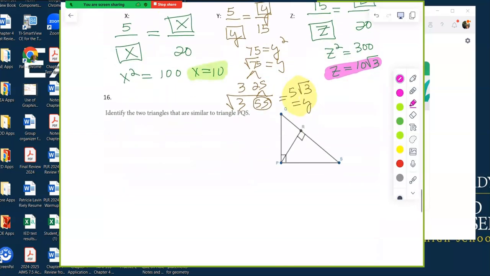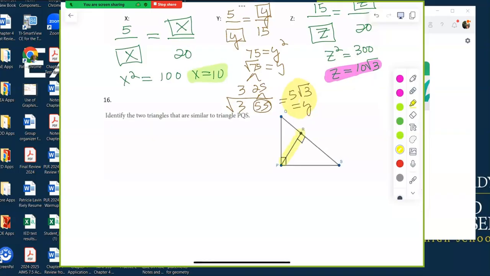The next piece of 7.3 is to say that if you have a right triangle and you drop an altitude, well, what's the altitude? The altitude is right here. What happens is it results in 3 similar triangles by AA. So they want you to identify the 2 triangles that are similar to triangle PQS. Well, PQS is the big triangle. Okay, so this is big. I'm going to call this 1, and I'm going to call this 2.